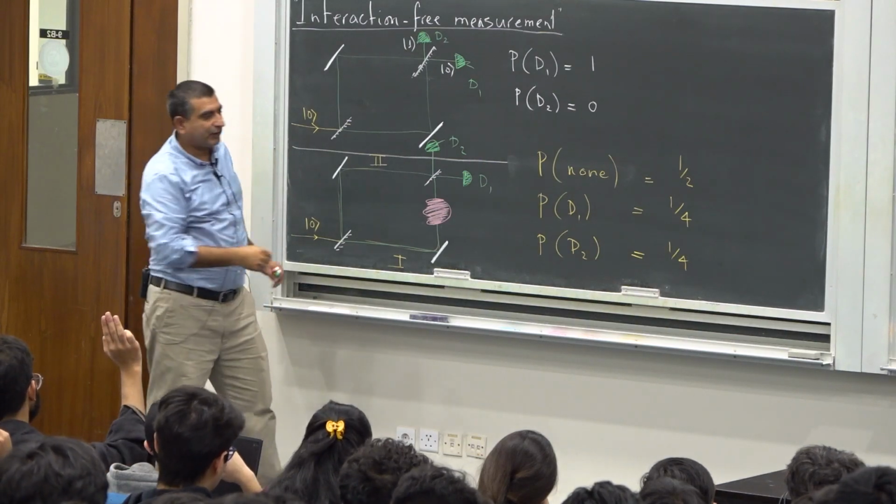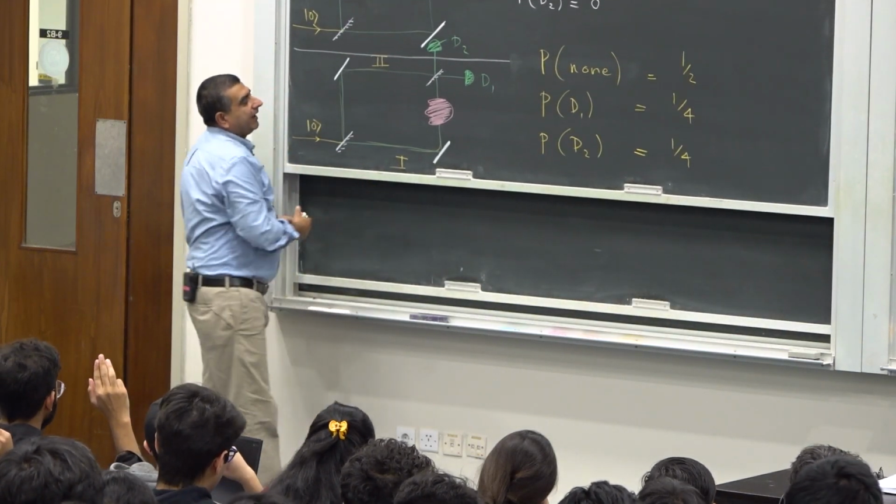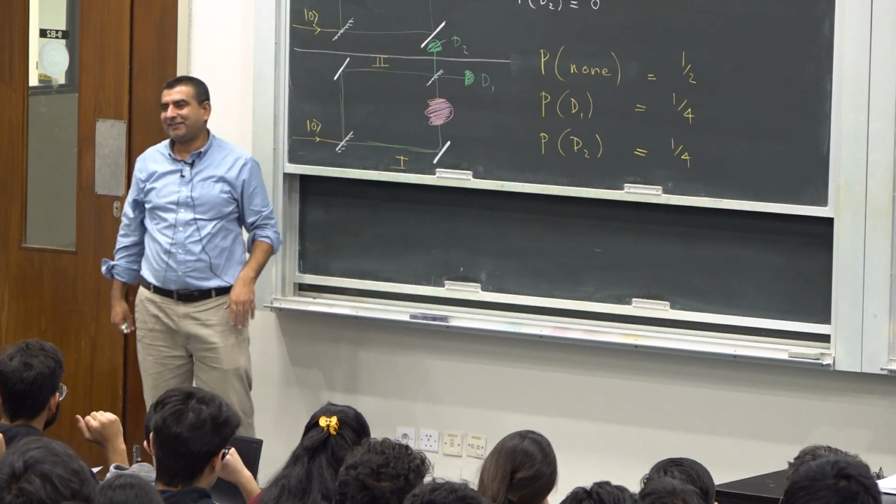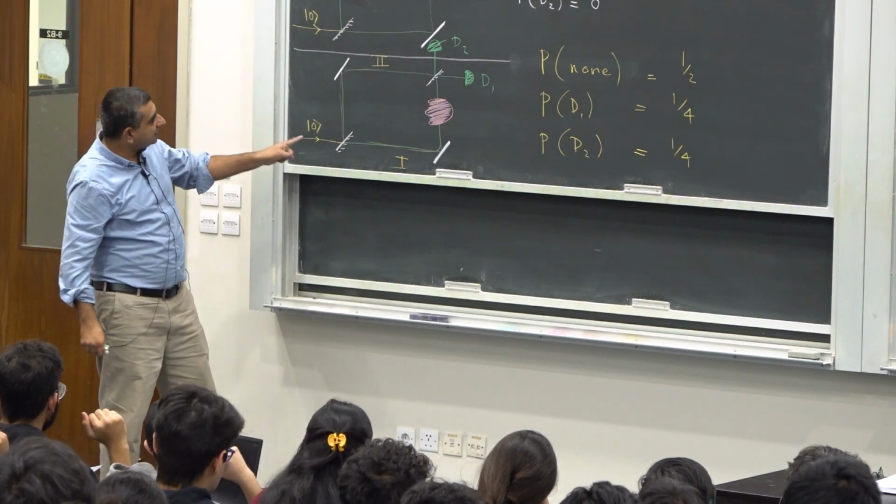Got it? Now in this case, if either of the detectors clicks, we know that that photon must have taken path 2.